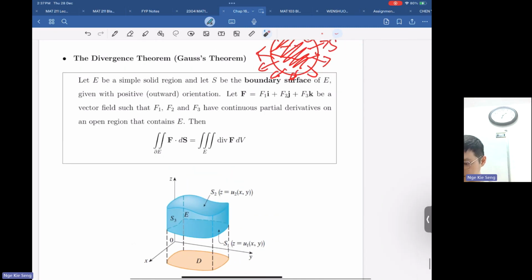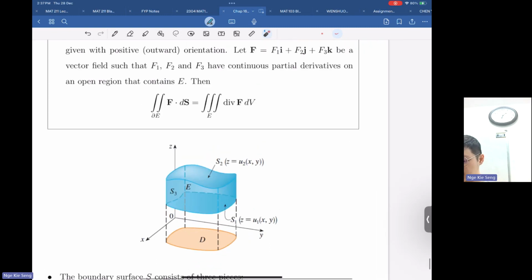Suppose this is E, a solid object, and then you have the surface. How many surfaces do you have? The top, the bottom, and the side. You can compute the flux over this surface, as we did just now. It is equal to the triple integral of the divergence of F inside.